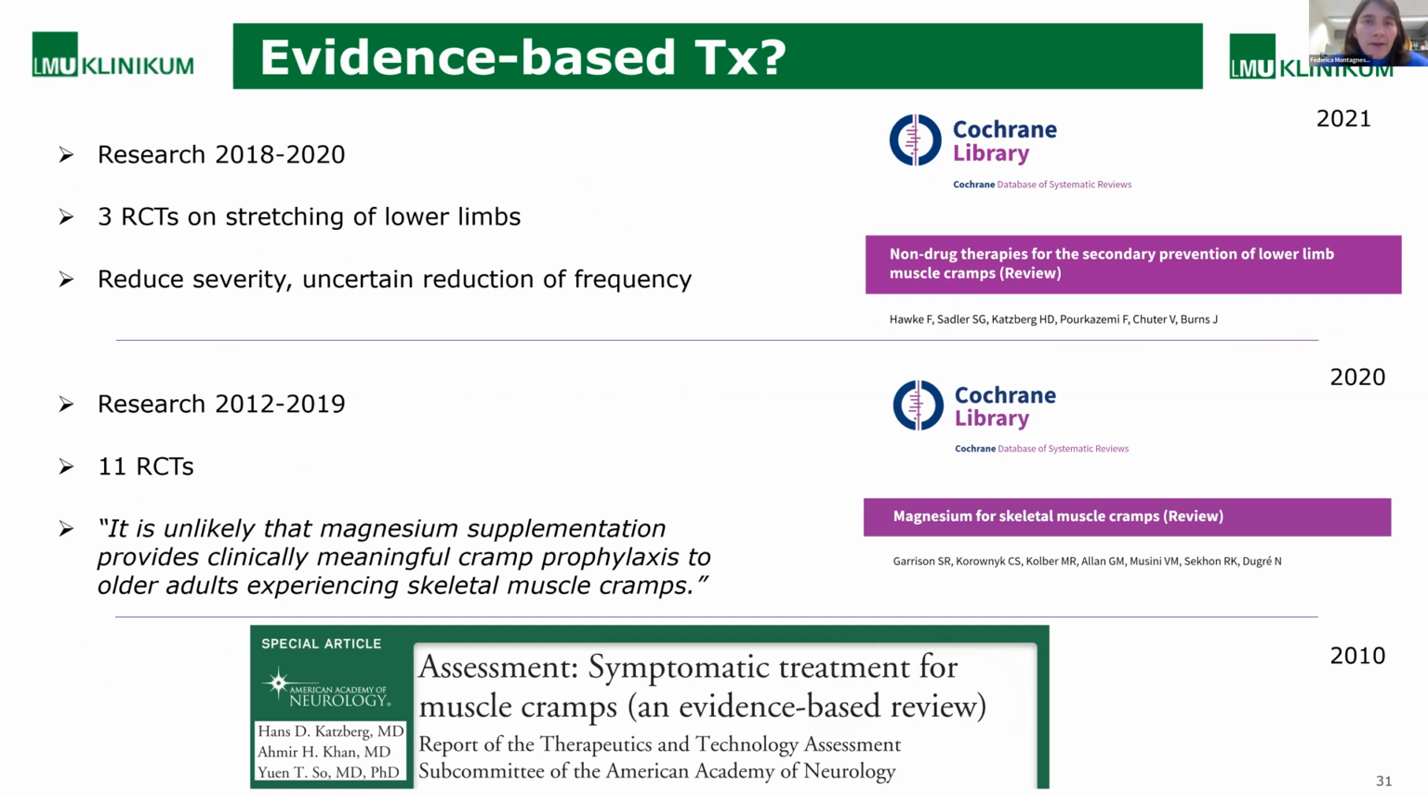Overall, the evidence-based data for specific suggestions on the best treatment for cramps are quite scarce. We have some recent Cochrane reviews which identified the potential efficacy of specific stretching protocols, at least in reducing the severity of the cramps, if not the frequency. There are, as we all know, some doubts in the efficacy of magnesium, and the last evidence-based review of symptomatic treatment of cramps is quite old, dating back to 2010, and highlighting again the scarcity of clinical trials with this indication.